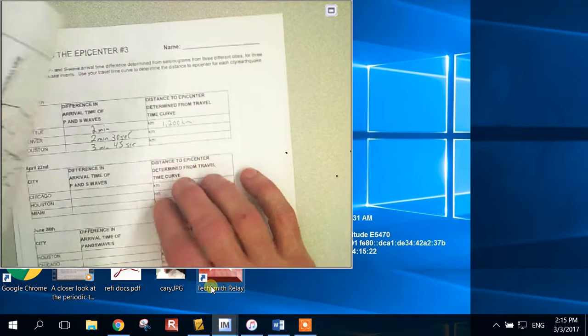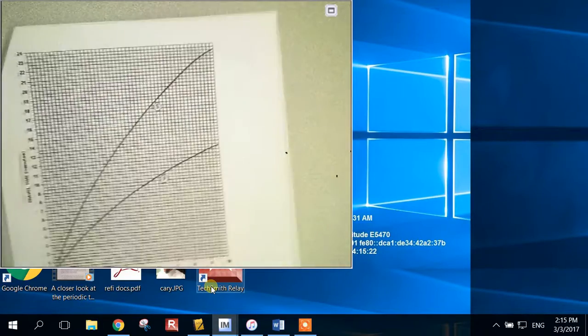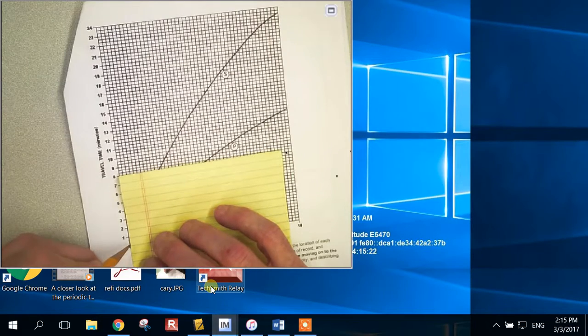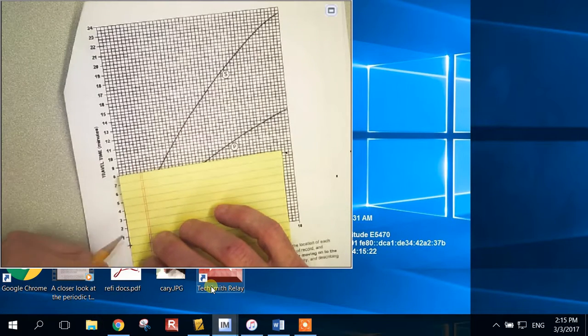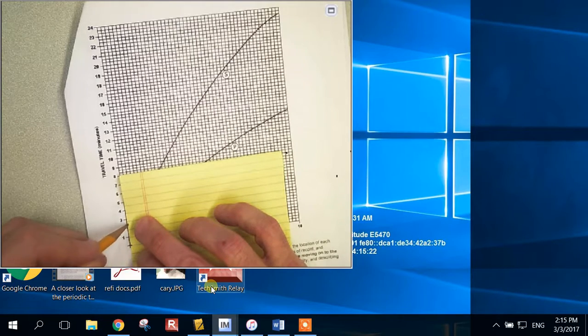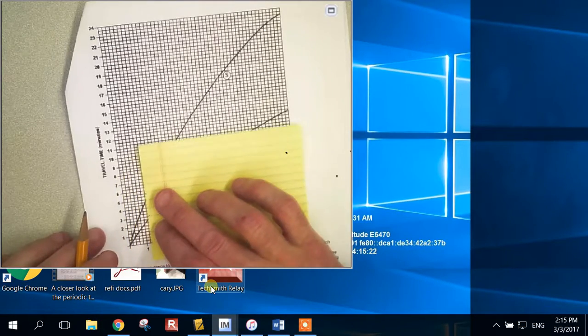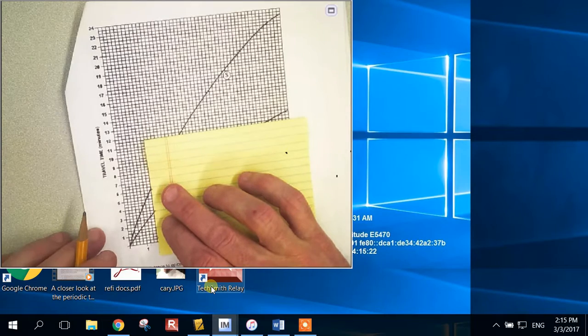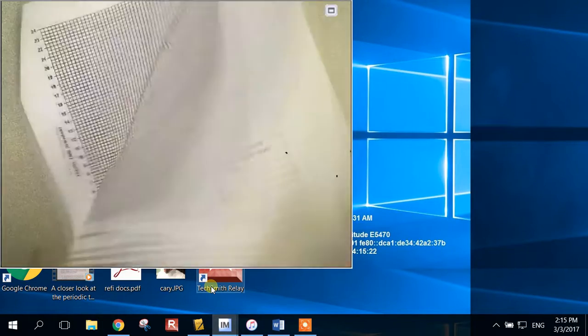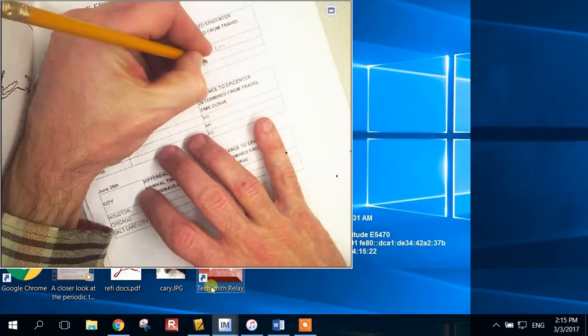Do the same thing for Denver, 2 minutes 30 seconds. Use a different mark this time. I'm going to use that mark for my starting point. 1, 2, and then 30 seconds is halfway between, so you want to be as accurate as possible. Moving that up, looks like 1,600 kilometers.